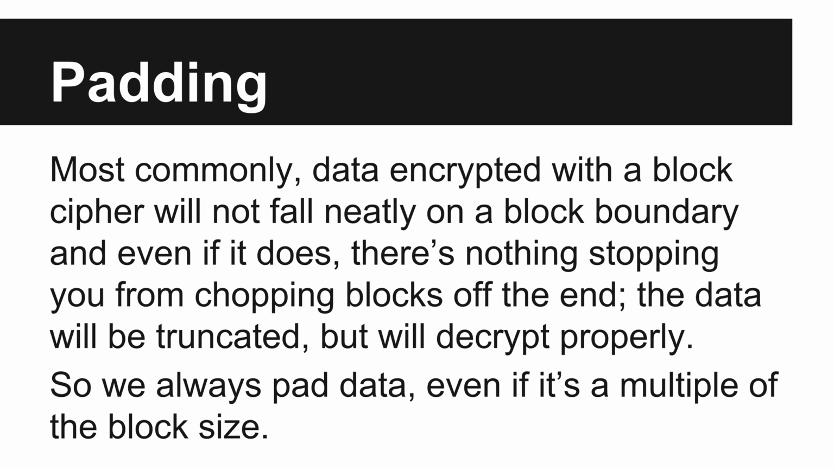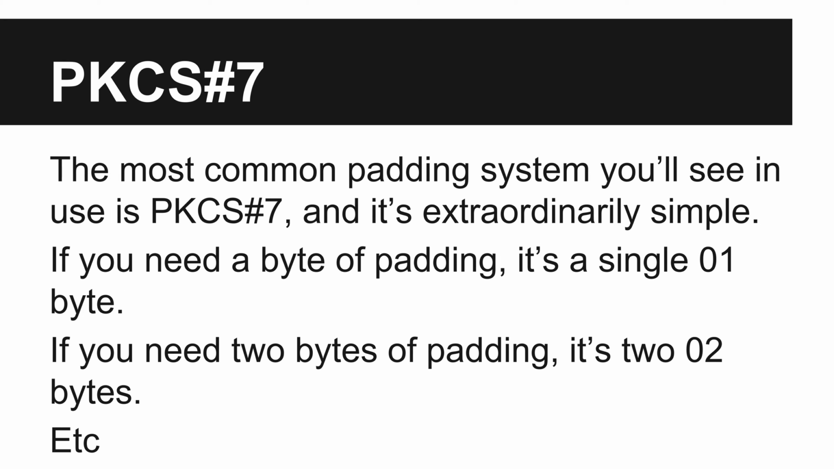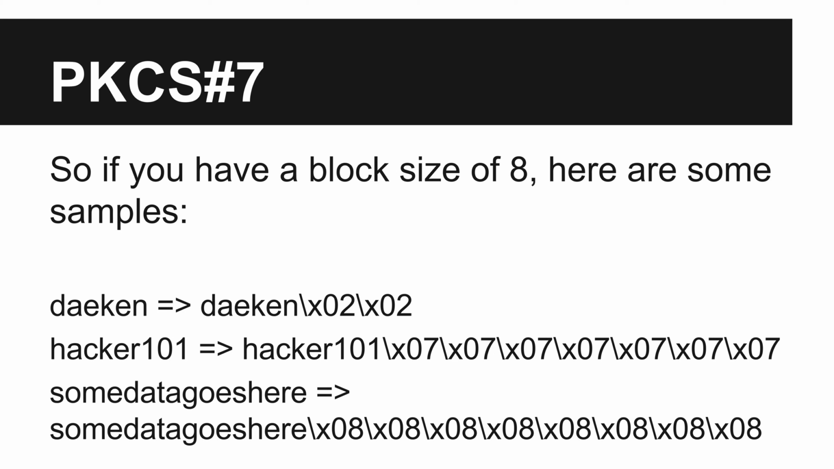Now, before we get too much further, we need to talk about one fundamental concept: padding. Given that data encrypted with a block cipher won't always end on a block boundary, we need some way of padding the data to align it properly. Because of this, we always apply a padding scheme, even when we do end on a block boundary. That way we always know what is padding and what is legitimate data. The most common padding scheme in the real world is PKCS7, and it's quite simple. If you need 1 byte of padding, you end with a single byte with a value of 1. If you need 2 bytes, you use 2 bytes with a value of 2, etc. On this slide you can see a couple of samples. Pause and make sure you understand the scheme before you move on.